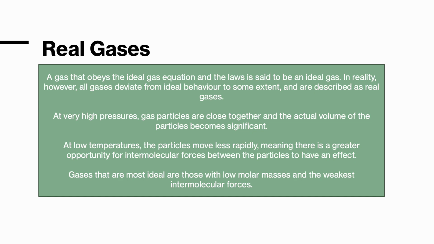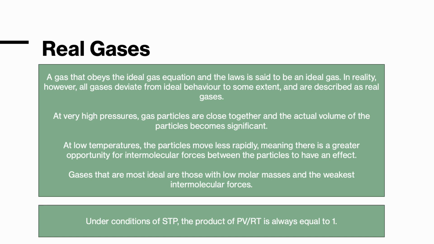So this means that gases that are most ideal are those with low molar masses and weak intermolecular forces, and those that deviate the most from ideal gases are ones with high molar masses and strong intermolecular forces. So just a quick note is that under STP, the product of PV divided by RT is always equal to 1, and non-ideal gases will not equal 1.